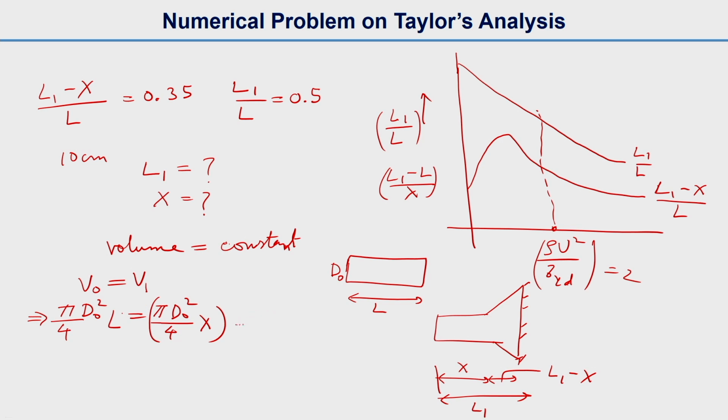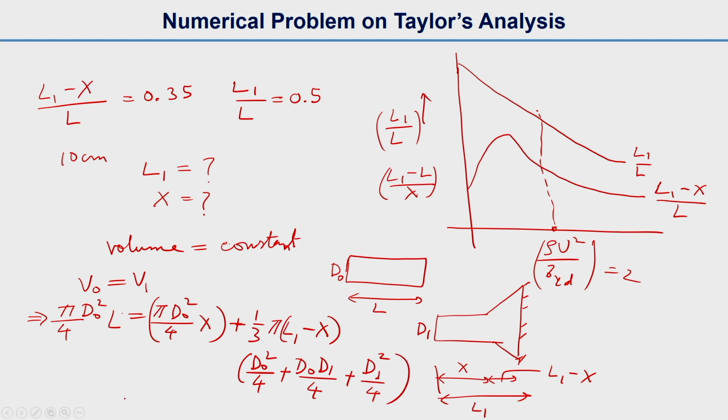You can do the calculations by yourself, and that is even given in the book. So this will be x multiplied by pi D naught square by 4, plus L1 minus x multiplied by pi by 12 times D naught square plus D naught D1 plus D1 square, where D1 is the final diameter. With this we can find the final shape L1, x and the final diameter.